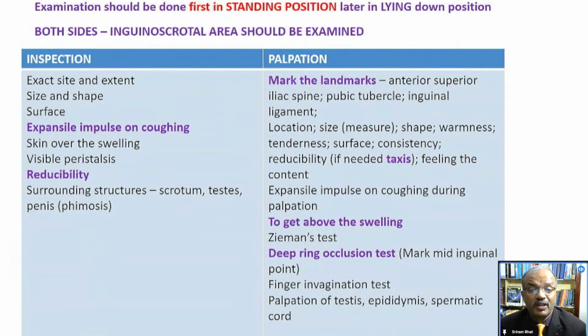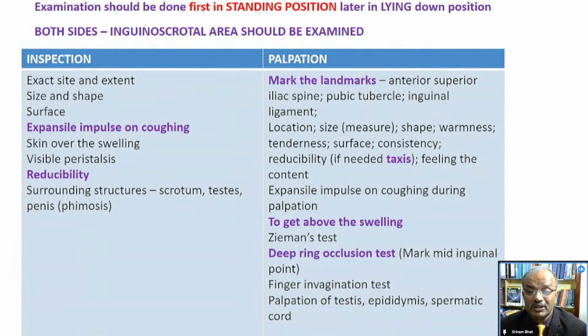Then mark the external ring also, and the pubic tubercle. There is a different way to identify it. You can run your finger from the pubic symphysis laterally until it reaches, usually, 1.5 to 2 centimeter. Then at the terminal point, that is called the pubic tubercle. You can mark it.